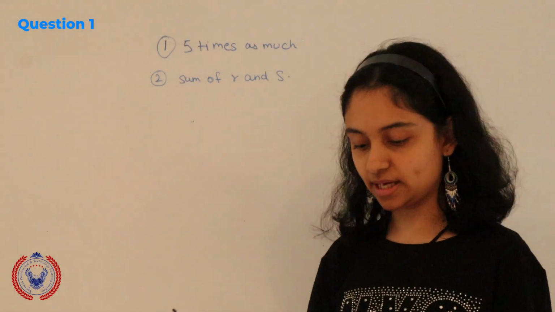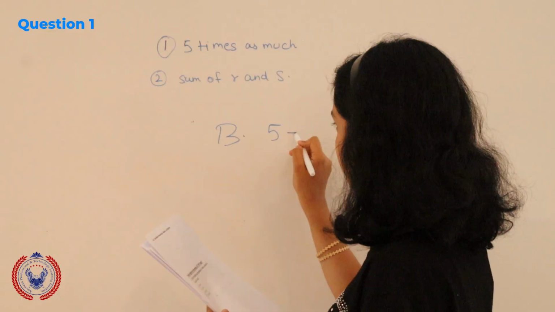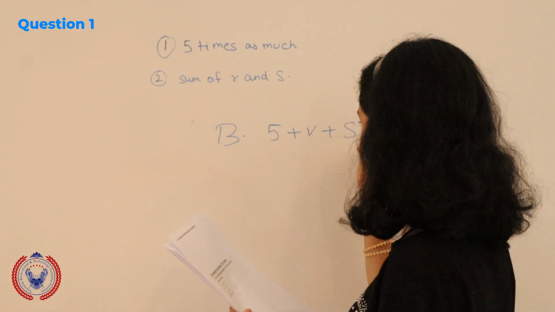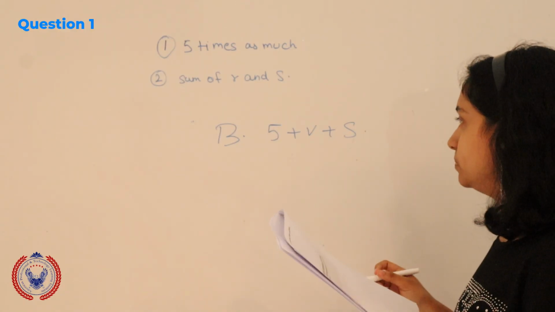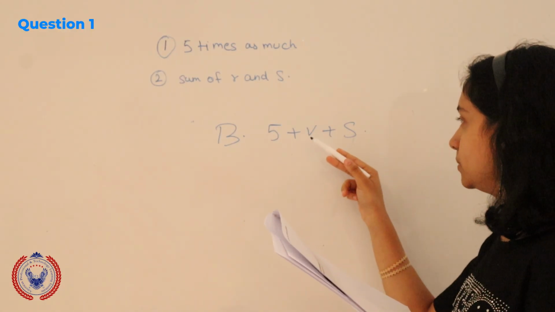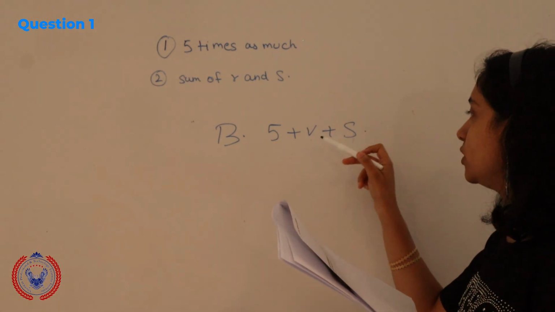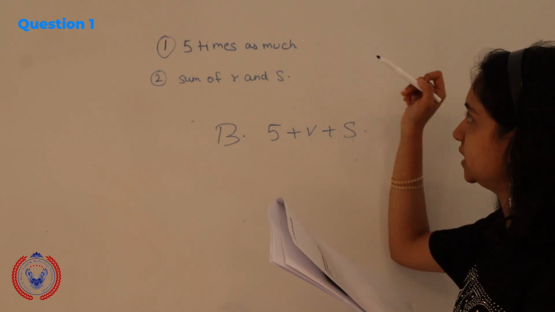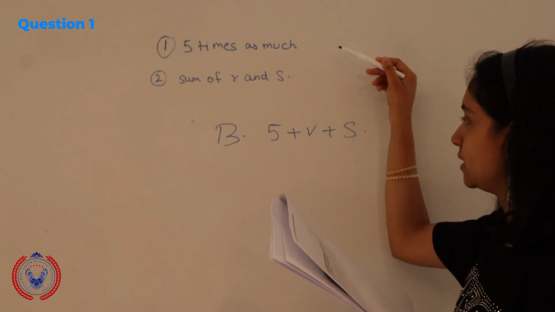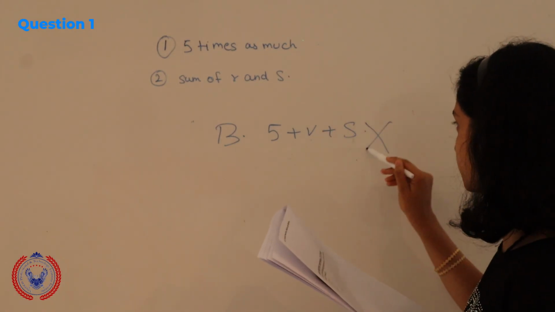Now, let's look at option B. Option B says 5 plus R plus S. This is not a correct choice because it is basically the sum of R, S, and 5, and this lacks the first statement, which says 5 times as much. Hence, this is not the correct choice.